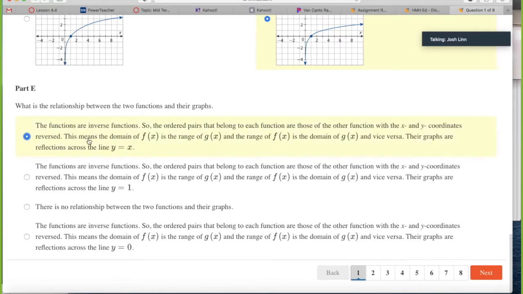I like that. So as I go down, their graphs are reflections across the line y equals 1. That's false. There's no relationship. That's false. Their graphs are reflections across y equals 0. That's false. So there we go. That's our first one.